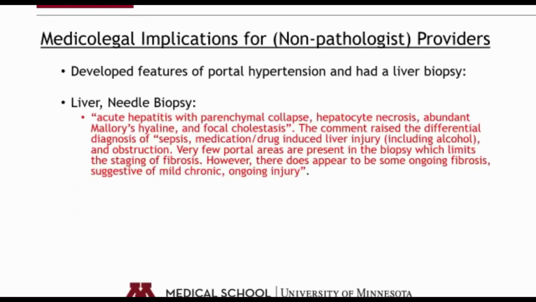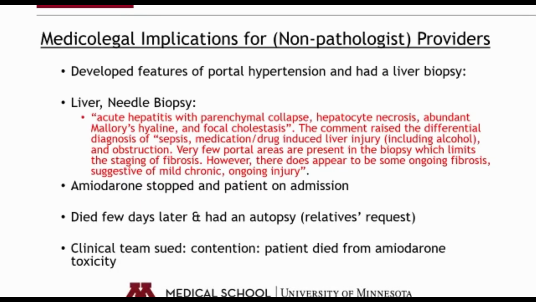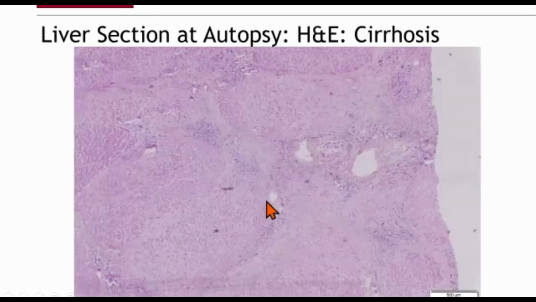So keep that in mind. That was key. But not mentioning cirrhosis or the fibrosis here was an issue. So the patient, of course, was on amiodarone. Somebody noticed he should have stopped the amiodarone, so it was stopped. The patient died a few days later, and the relatives insisted on having an autopsy. And then the clinical team was sued as a result of the autopsy findings.